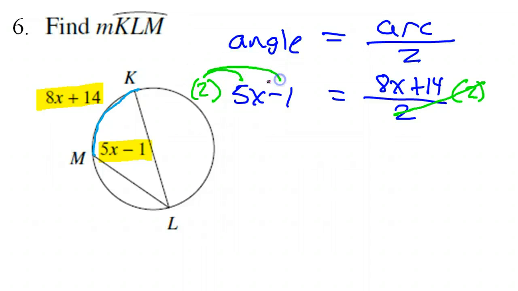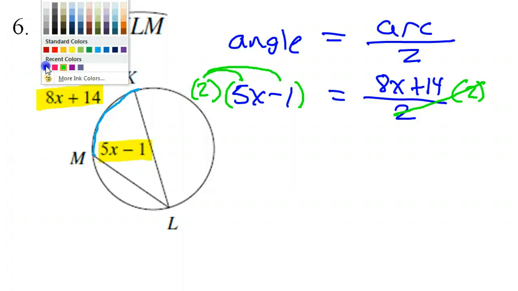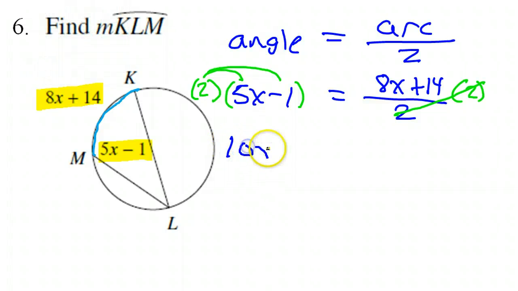Please understand you're going to have to distribute this. So this is going to become 10x minus 2, don't forget to distribute, is equal to 8x plus 14. Some kids will say, well, shouldn't this be 16x plus 28 because you're multiplying by 2? No, that 2 got canceled out. It's not around to multiply anything.